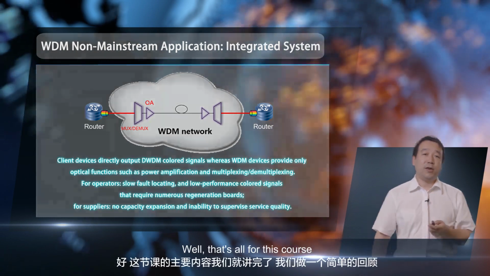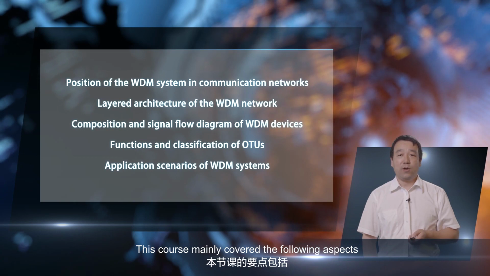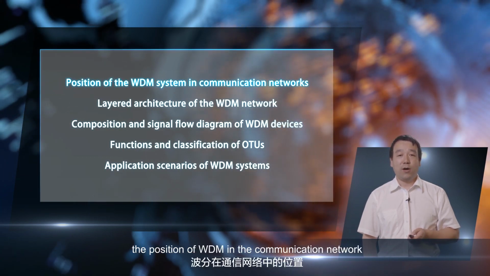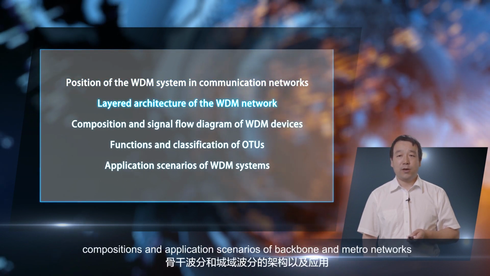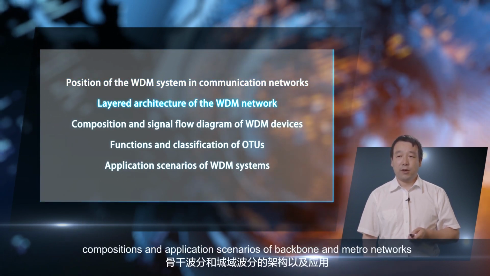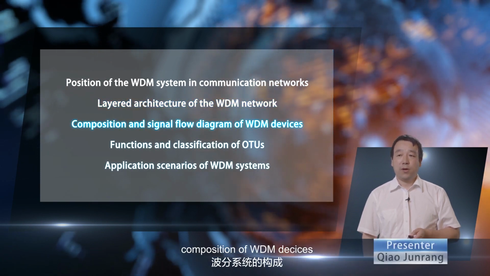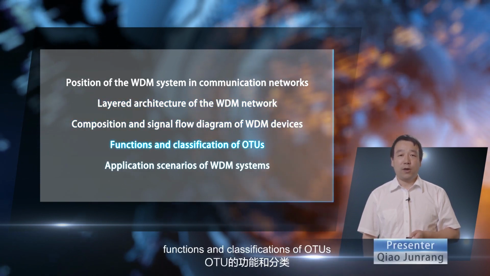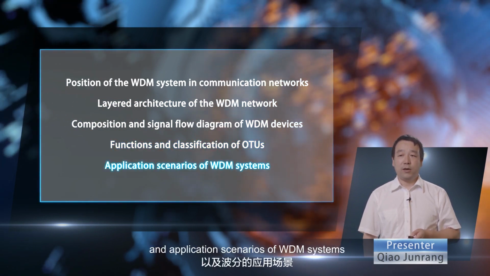Well, that's all for this course. Let's have a quick recap. This course mainly covered the following aspects: the position of WDM in the communication network, compositions and application scenarios of backbone and metro networks, composition of WDM devices, functions and classifications of OTUs, and application scenarios of WDM systems.